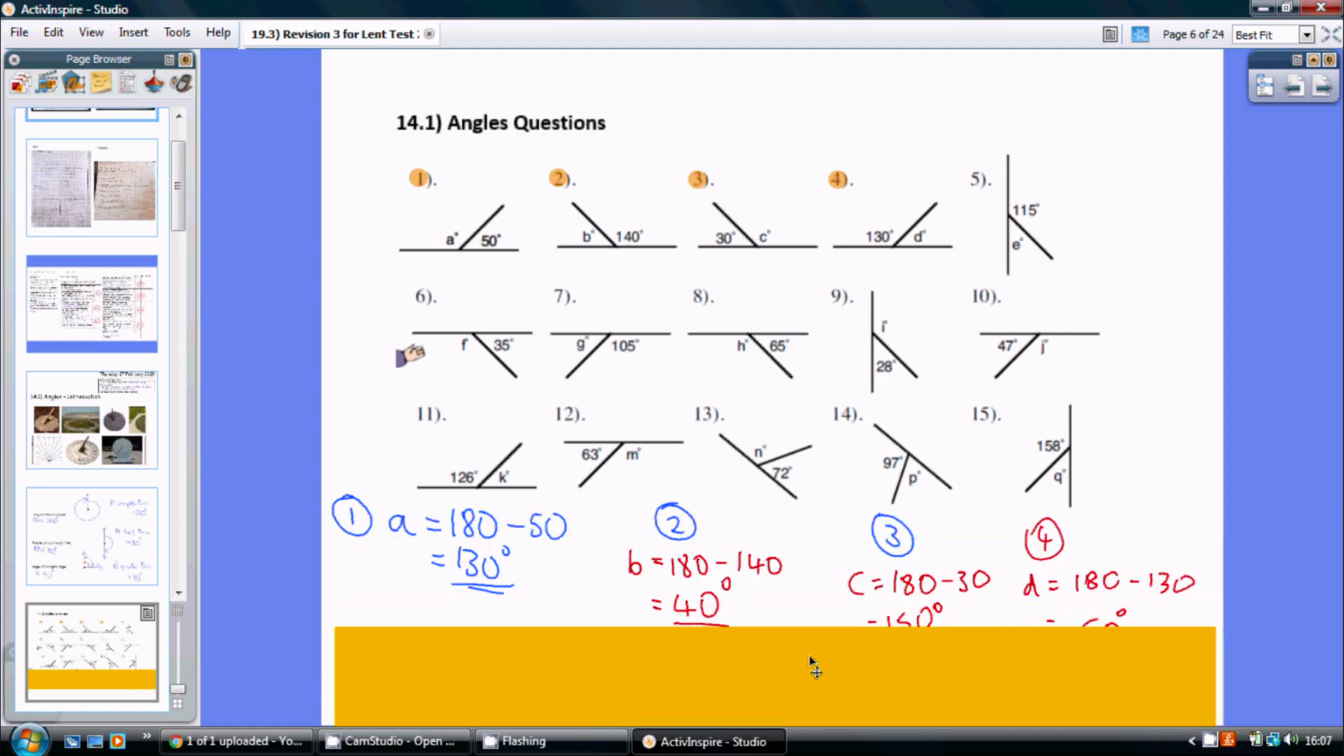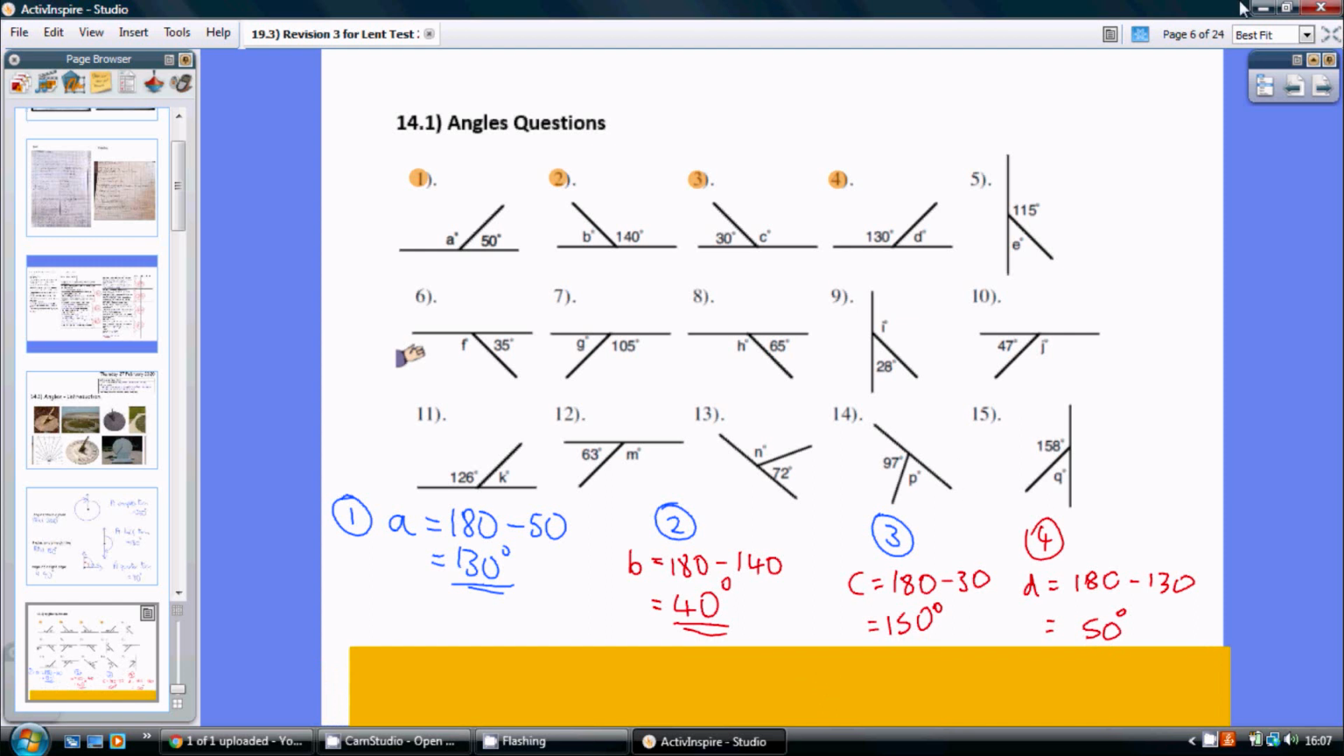And quite straightforward. So answer 1, you should have got 130. 2, you should have got 40. 3, you should have got 150. And C, you should have got 50.